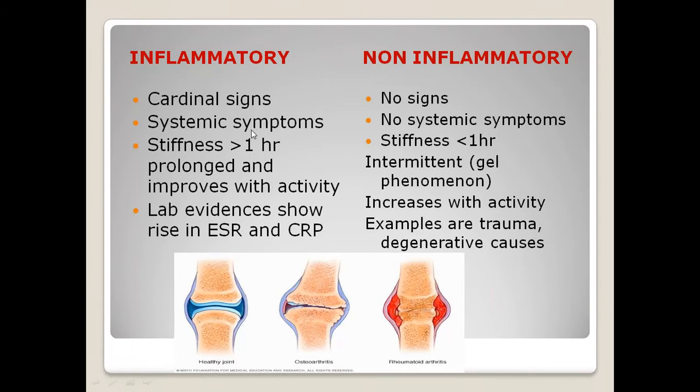In inflammatory conditions, there are cardinal and systemic symptoms, and stiffness is prolonged, more than 1 hour, and improves with activity. This is the most important point. In non-inflammatory conditions, the stiffness is less than 1 hour and intermittent. The lab evidence which supports inflammatory joints is a rise in ESR and CRP levels. Examples of non-inflammatory causes are trauma and degenerative causes. The most important point to remember is that the stiffness is prolonged, more than 1 hour, and improves with activity.